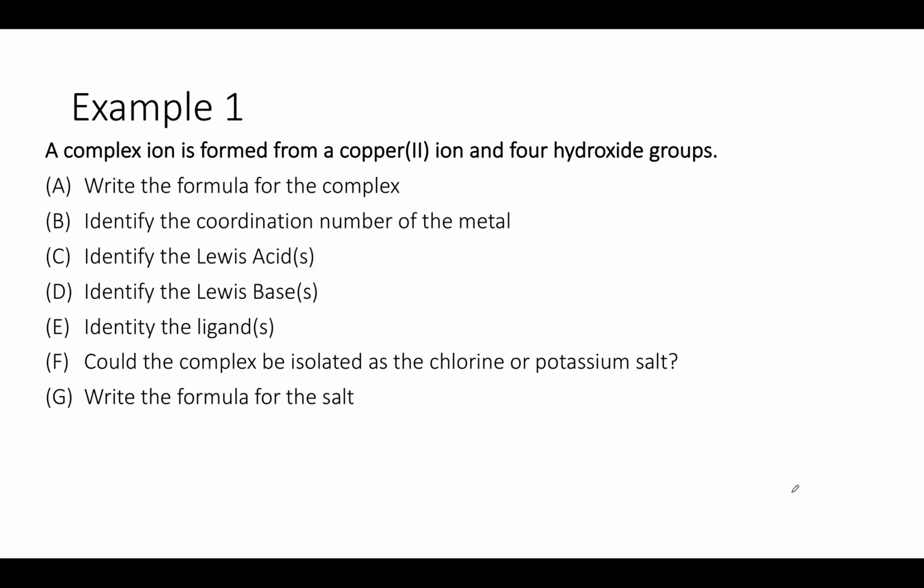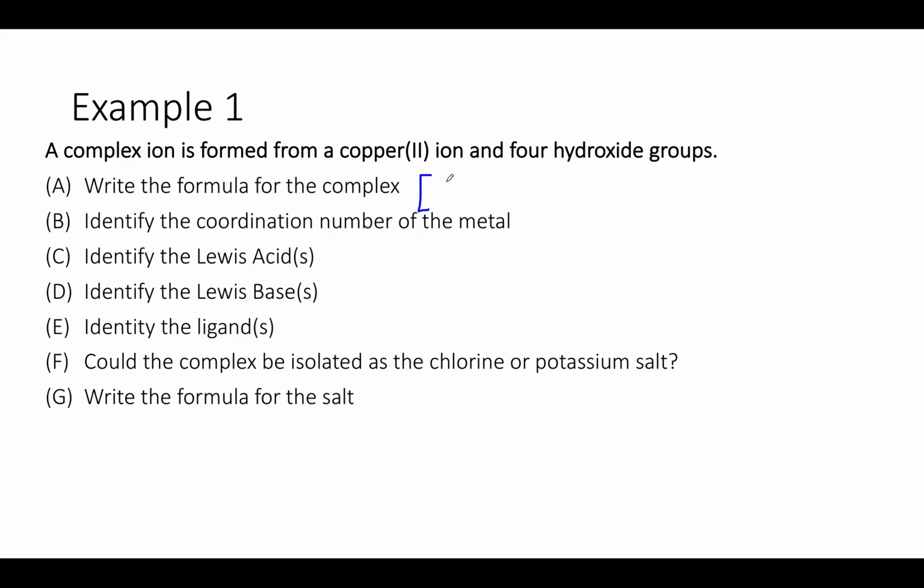Okay, so I believe I have a couple examples on how to handle these complex ions. So we'll just get started here. A complex ion is formed from a copper 2 ion and 4 hydroxide ion groups, and it wants all of the following. So the first thing I'm going to do is simply write the formula for the complex.